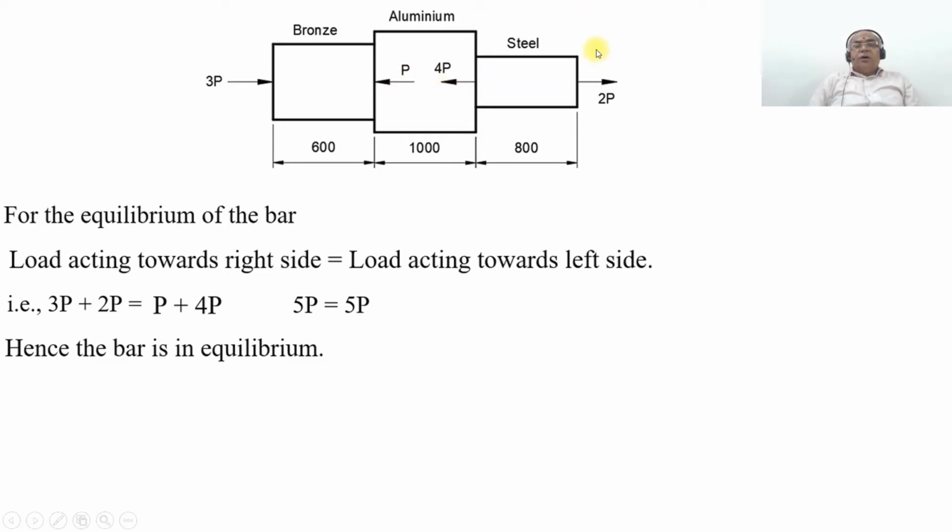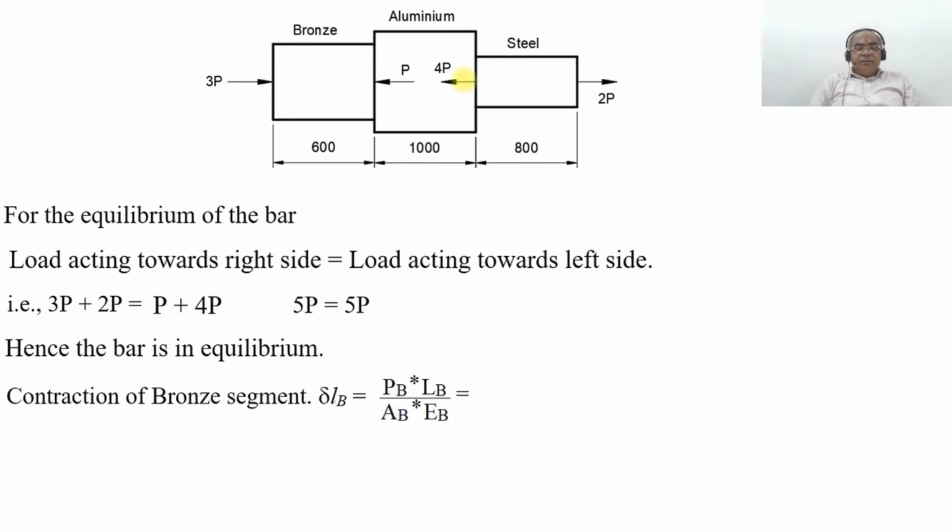When you are considering the steel bar, 2P acts towards the right side on the right-hand end, which is tensile. The forces acting on the left-hand side will be minus 3P plus P plus 4P, that is 5P minus 3P, which is equal to 2P, again acting to the left side. So it will be tensile in nature. Therefore, the bronze bar will be compressive, the aluminium bar will be compressive, whereas the steel bar will be tensile.